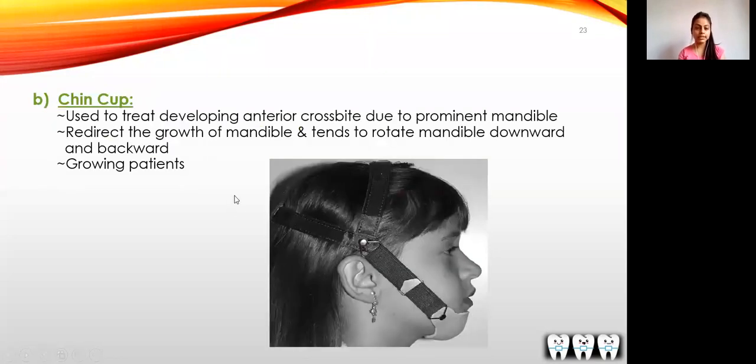Next is the chin cup. It is used to treat the developing anterior crossbite due to a prominent mandible or mandibular prognathism. The parts include the chin cup, this is the force element, and this is the anchor unit. It will redirect the growth of the mandible and tend to rotate the mandible downward and backward. So it basically inhibits the clockwise rotation of the mandible.